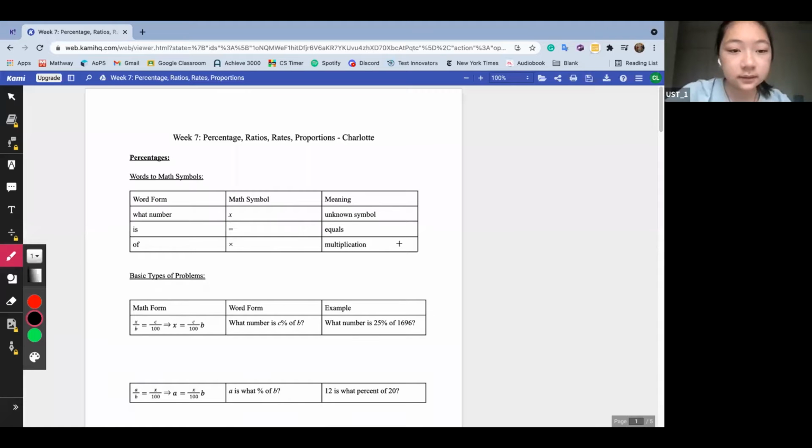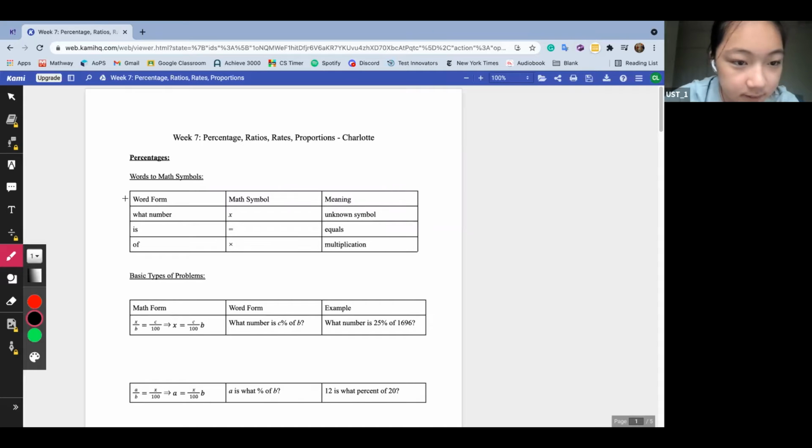Okay, so now I'm going to go over what we're doing today. So hold on, I'm going to share my screen. Okay, so this week's topic is going to be percentages, ratios, rates, and proportions. So first we're going to go over percentages.